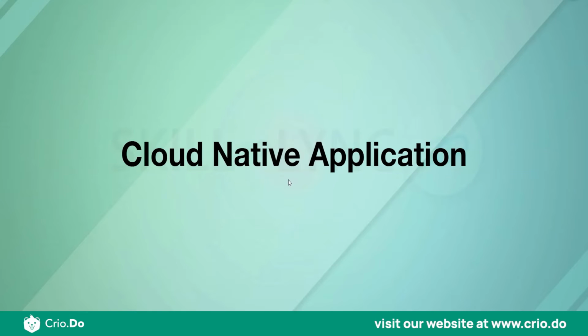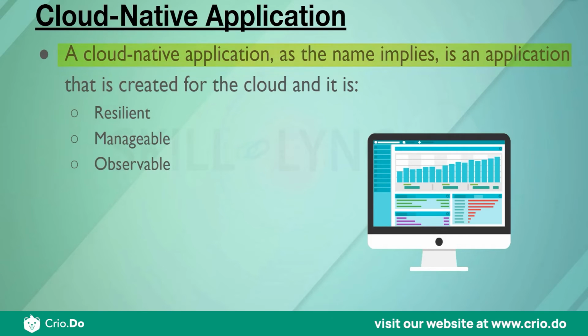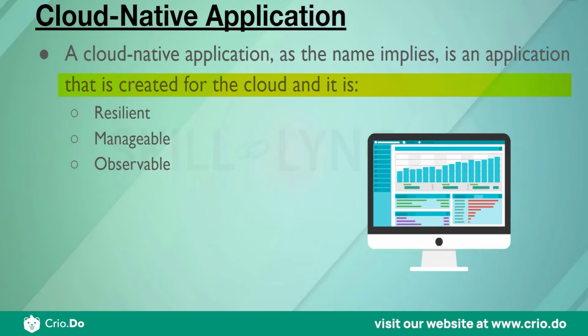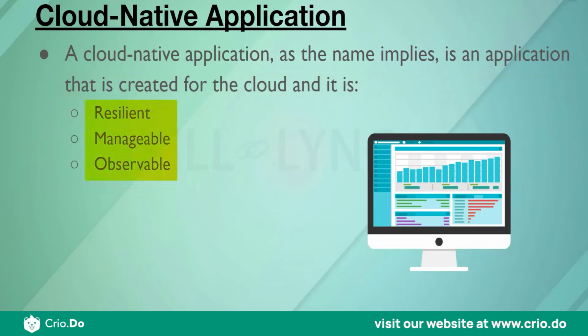Now let's start our discussion with the concept of cloud native application. A cloud native application, as the name implies, is an application that is created for the cloud and it is resilient, manageable and observable. Let's try to break it down and understand what we mean by this. Essentially, there are 2 kinds of application available. One is the traditional application and one is the cloud native application.